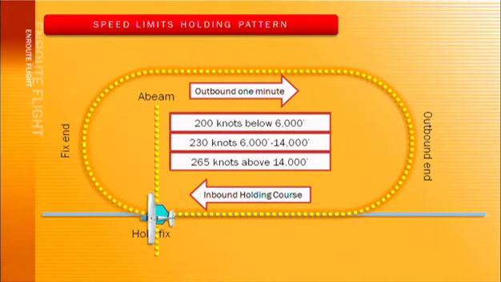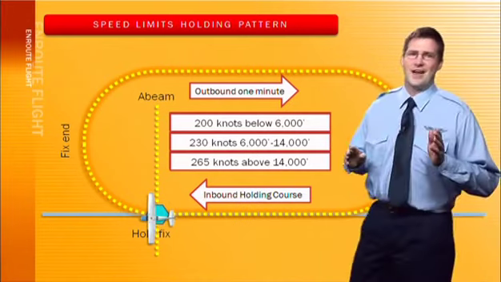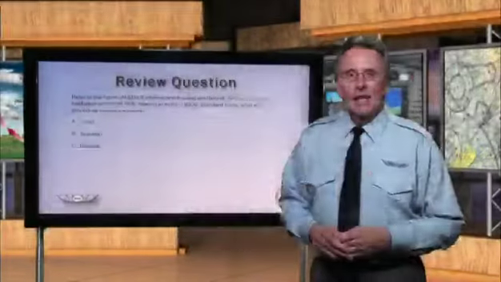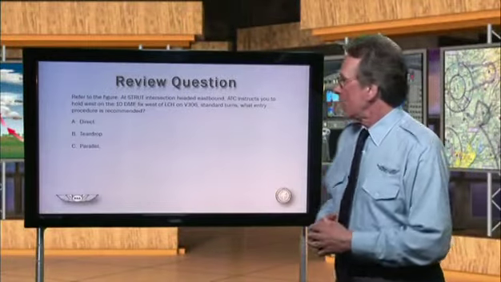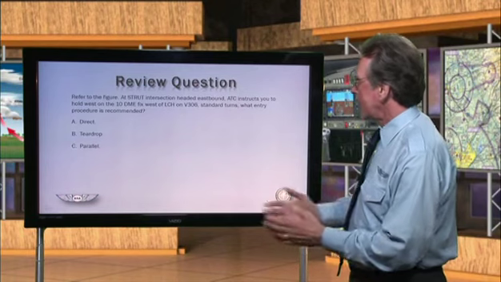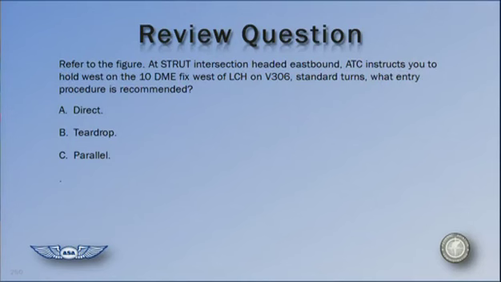Now, let's not hold off any longer. It's time for another FAA review question. Okay, now we have a couple of additional questions for you in review. We're going to ask you to refer to a figure here in a second. At Strut intersection headed eastbound, ATC instructs you to hold west on the 10 DME fix west of LCH on Victor 306. Standard turns. What entry procedure is recommended?